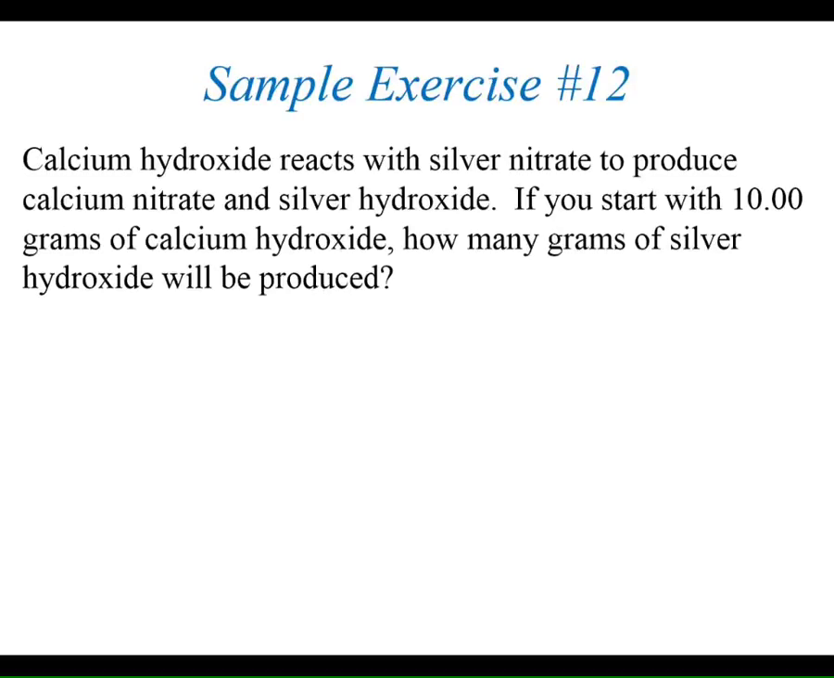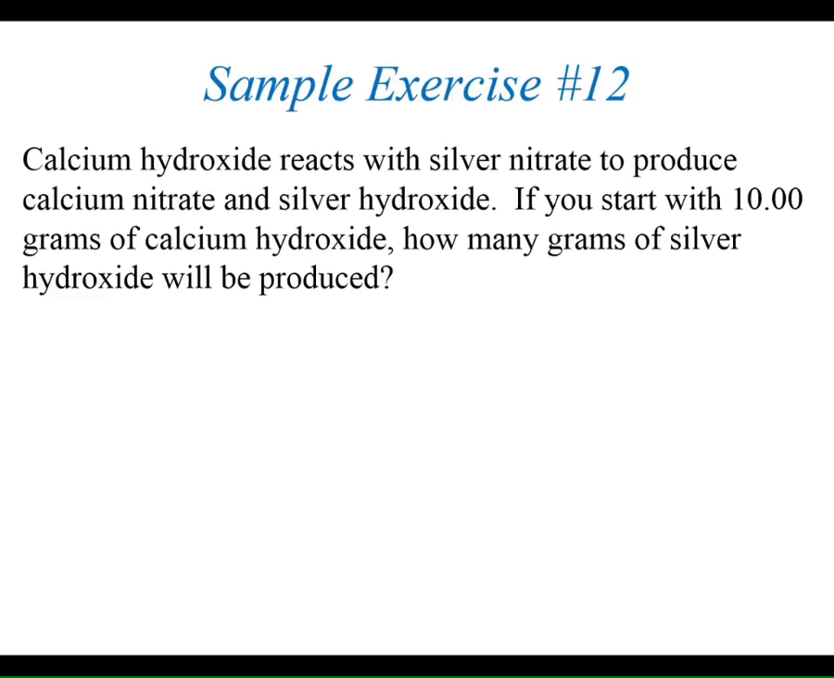Let's put it all together here. So calcium hydroxide reacts with silver nitrate to produce calcium nitrate and silver hydroxide. If you start with 10.00 grams of calcium hydroxide, how many grams of silver hydroxide will be produced? Okay, so first things first, we've got to write the reaction. So calcium hydroxide reacts with silver nitrate.